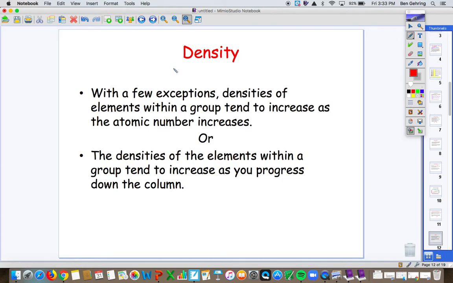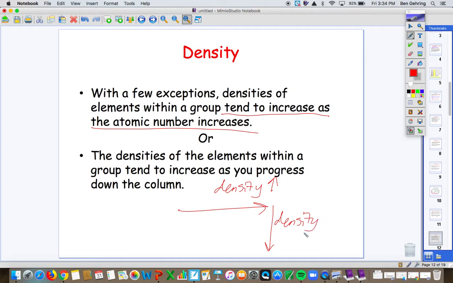If we're talking densities, densities tend to increase as the atomic number increases. So as you go from left to right, density goes up. As you go from top to bottom, your density goes up. So density almost goes this way. As your atomic number increases, your density goes up in general. There's a couple exceptions to that, but in general, that's how your density works.